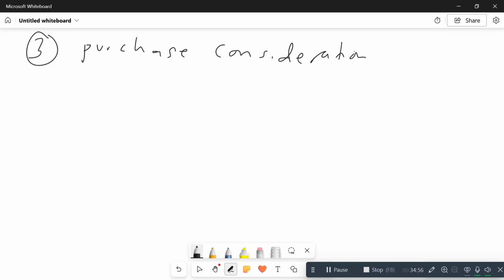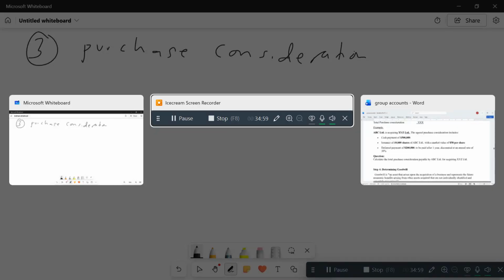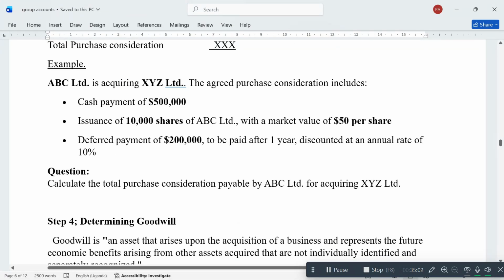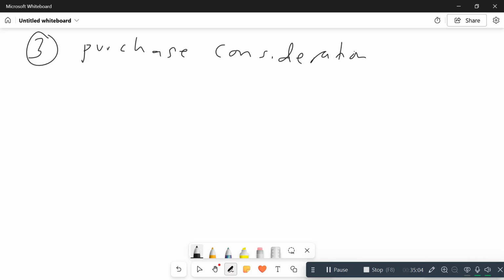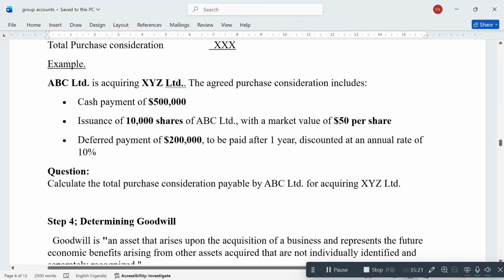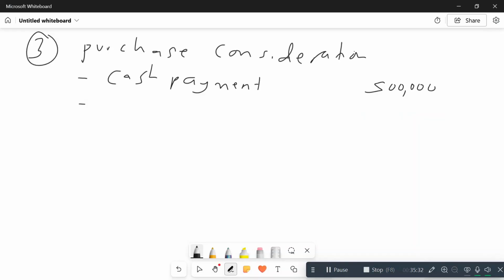Under purchase consideration, I told you number one given here is a cash payment of 500,000. Number two, they are giving an issuance. We shall make a share exchange of 10,000 shares with a market value of 50 each. So we shall get 50 times 10,000. So here it's going to be share exchange.